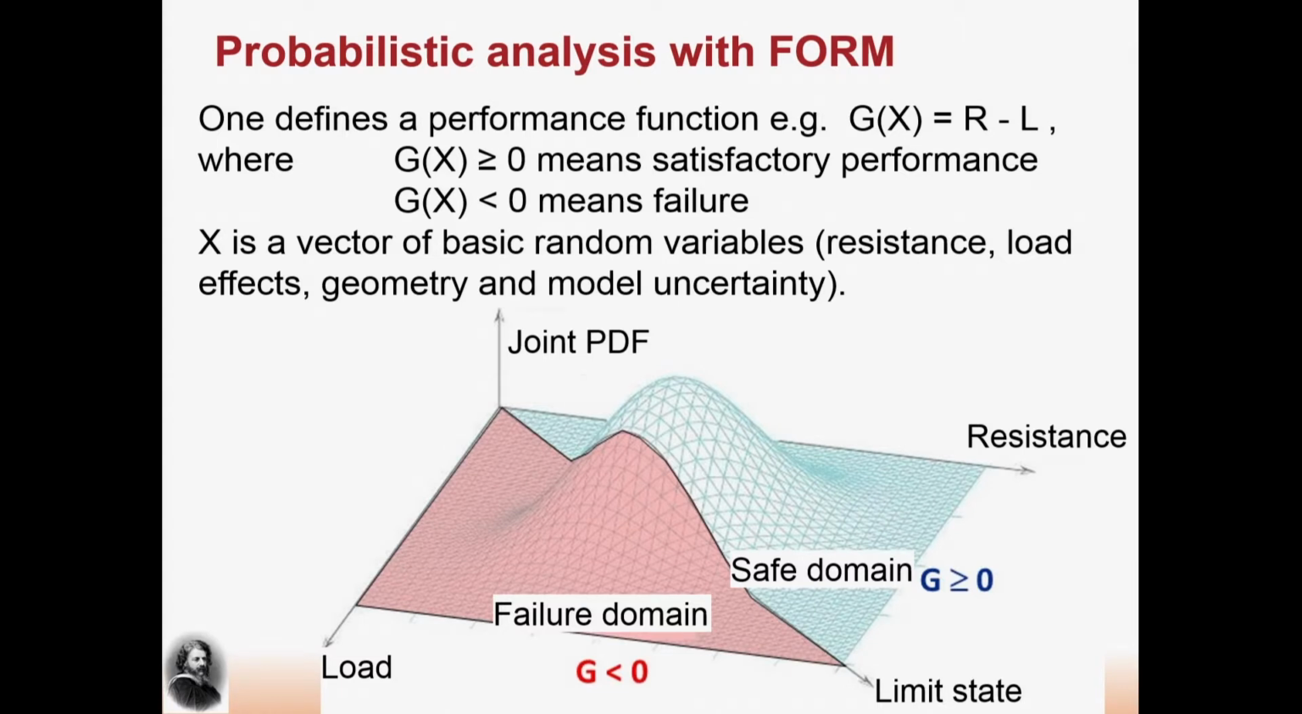You write a function, for example, resistance minus load here, and then you define a zone where it is safe, where resistance minus load is greater than 0, it's safe, and where resistance minus load is less than 0, it's unsafe. The unsafe is the failure domain in pink, the safe domain is in blue. Now this is shown in 2 dimensions. Now you realize when you have an analysis with several soil parameters, they each have their uncertainty, it becomes a volume in as many dimensions as you have uncertain parameters. So that's the theory of it.